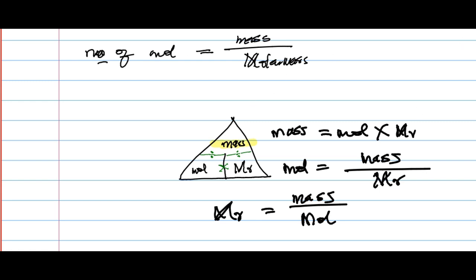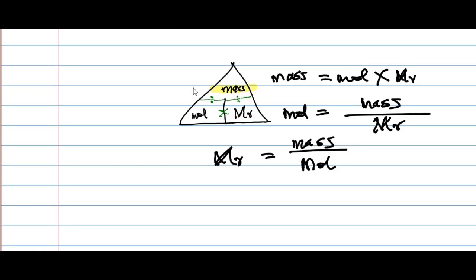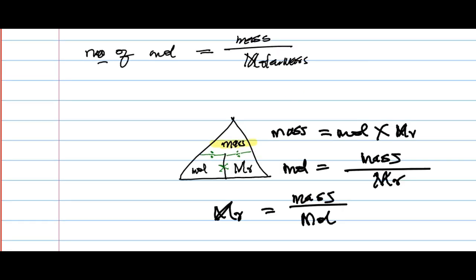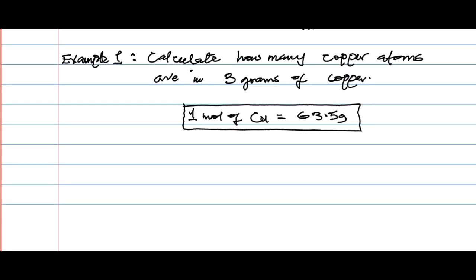Okay, so based on this, we can start our simple calculations regarding moles, mass, Avogadro's number, molar mass. So let's look at this first example. When you have a question where they're asking for number of atoms, if you look here, the question says calculate how many copper atoms.